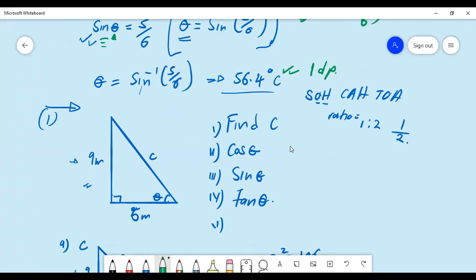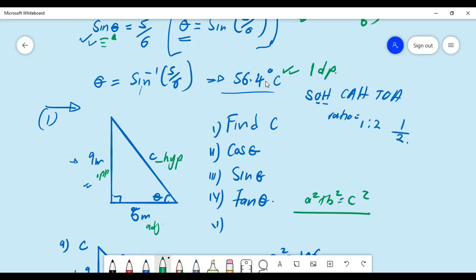So our example 1, we had the 9 meters as the opposite. Then we had the 5 meters as what? Adjacent, and 6 meters as the what? Hypotenuse. But remember, we don't have C. So the best way to find the C is using Pythagoras theorem. So how do we determine that? We use a squared plus b squared is equal to what? C squared. This is the formula of Pythagoras.